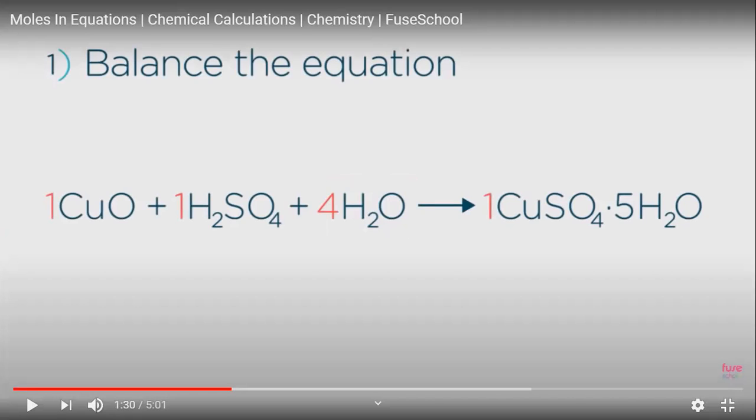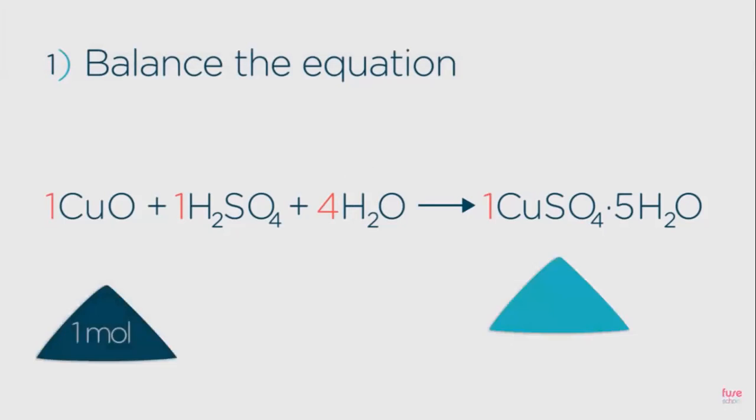1 mole of copper oxide reacts with 1 mole of sulfuric acid and 4 moles of water to produce 1 mole of hydrated copper sulfate. Hydrated copper sulfate means CuSO4 multiplied by 5 molecules of water. Okay? Every 1 mole of copper oxide reacts to form 1 mole of copper sulfate.